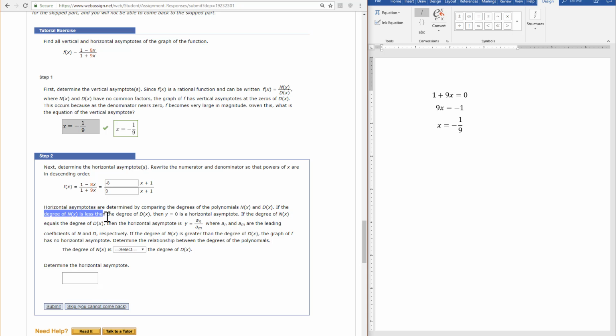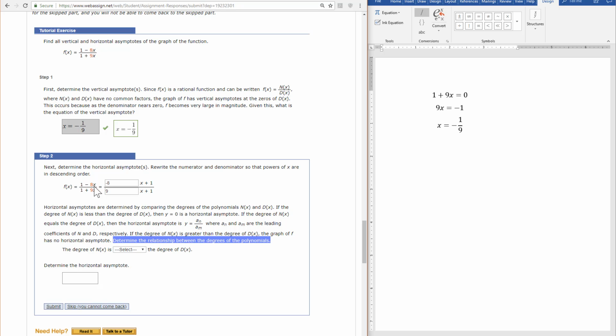If the degree of n is less than the degree of d, then y equals 0 is a horizontal asymptote. That's just the x-axis. If the degree of n equals the degree of d, then the horizontal asymptote would be the ratio of the two coefficients: the leading coefficient of the numerator divided by the leading coefficient of the denominator. And if the degree of n is greater, then the graph has no horizontal asymptote. It might have what's called an oblique asymptote, or it might end up following a different power function, but we won't worry too much about that.